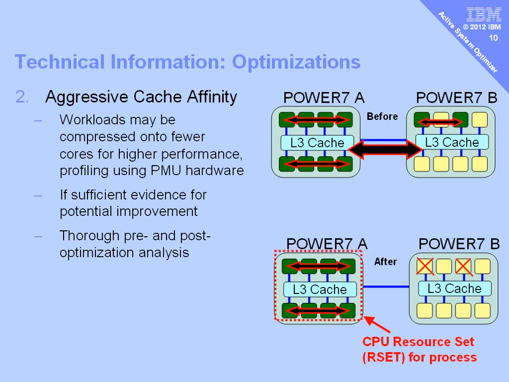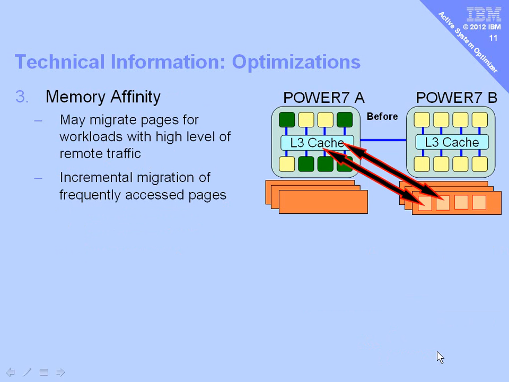So in this case, we actually just move the workload to work on a single chip, avoid the cache movement, and again get better performance.